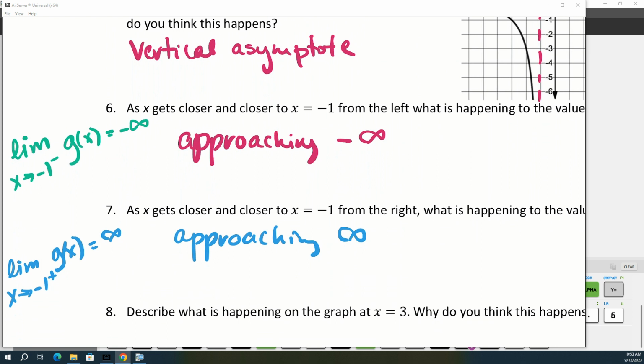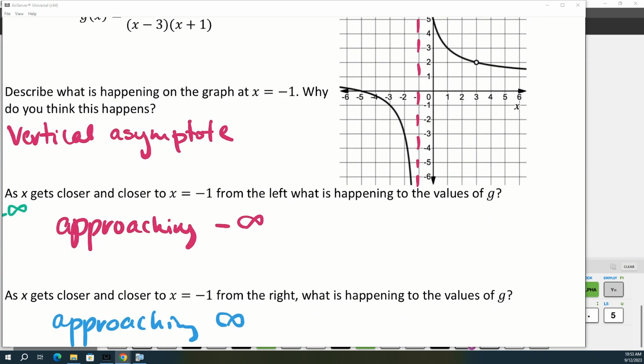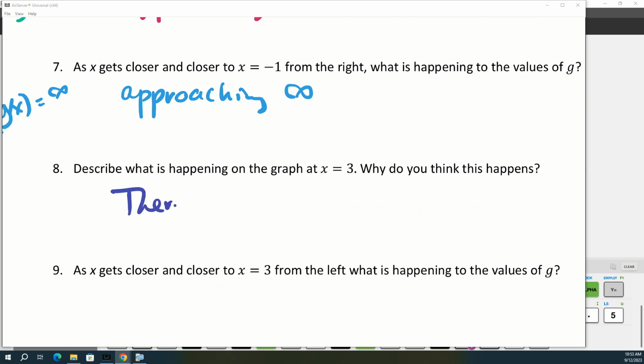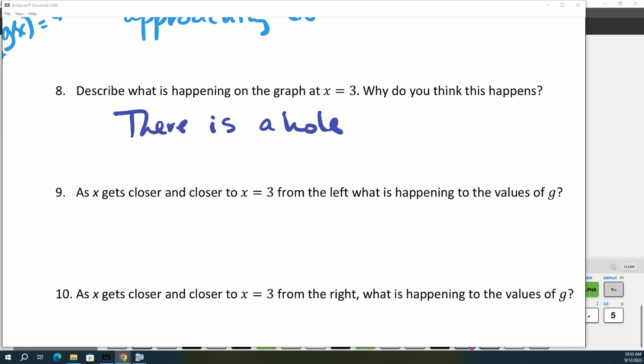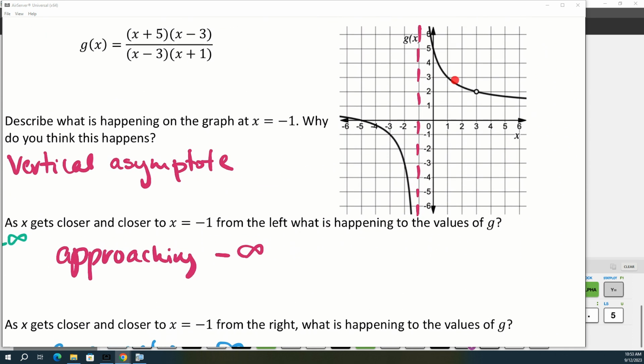All right, so what's happening on 8? What's happening at 3? There's a hole. Good. And the reason that happens is because if I put 3 in, I'm going to get something that's undefined. I actually get 0/0. So x can never be 3, so there's just like this empty space on our graph. That's a hole. Okay, and then if we get closer and closer to 3 from the left, what y is the graph getting closer and closer to? 2.